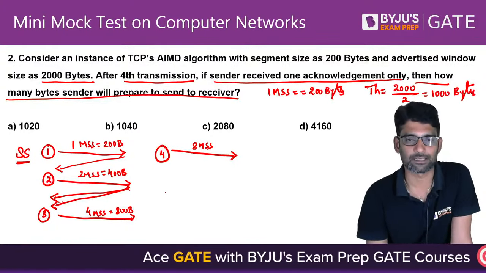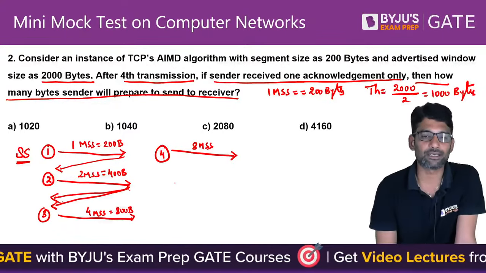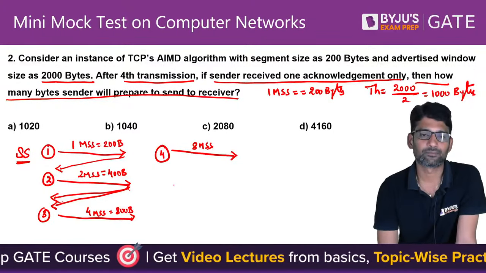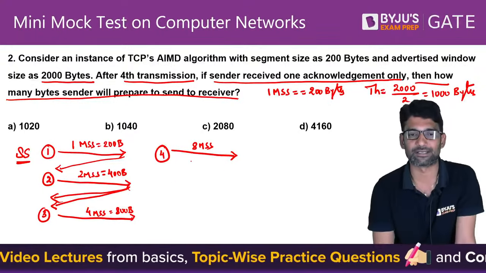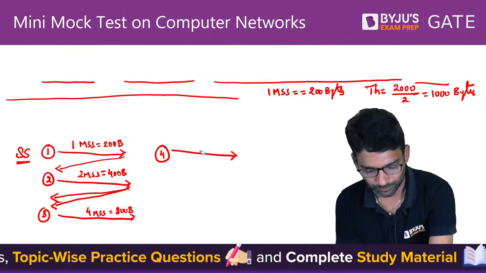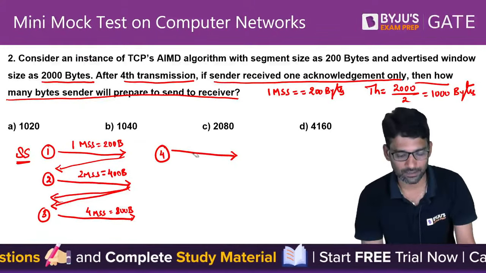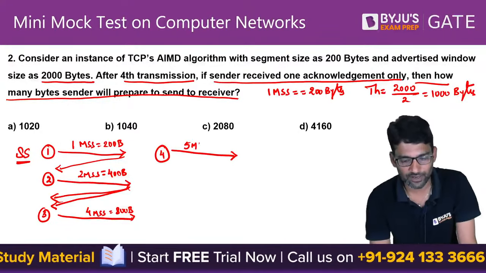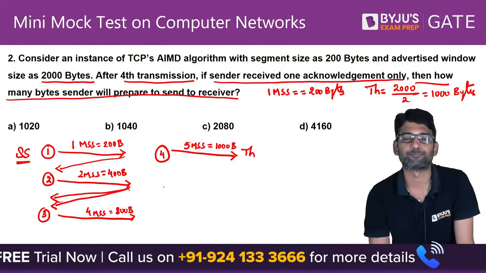But how will he send? Does he send 8 segments at a time? No, he cannot. Why? Because the threshold is only 1000 bytes. So what does the sender do? The sender will send only 5 segments, that is 1000 bytes, which is the threshold.